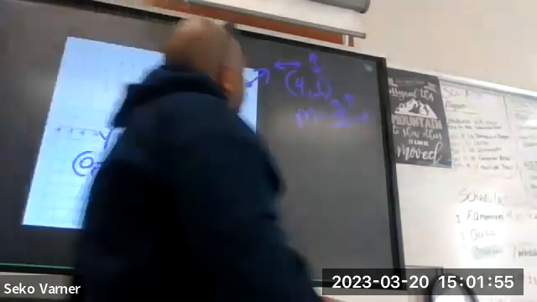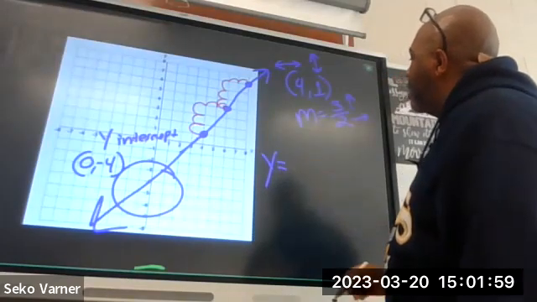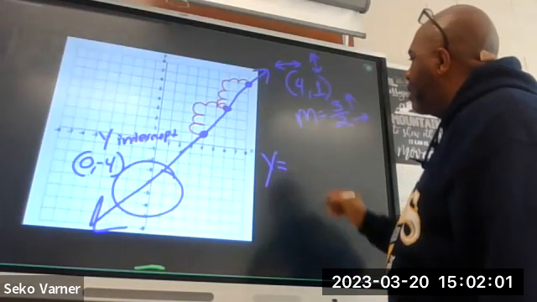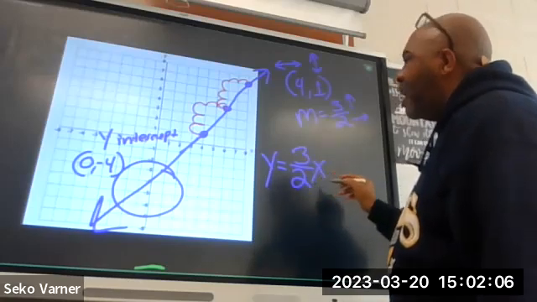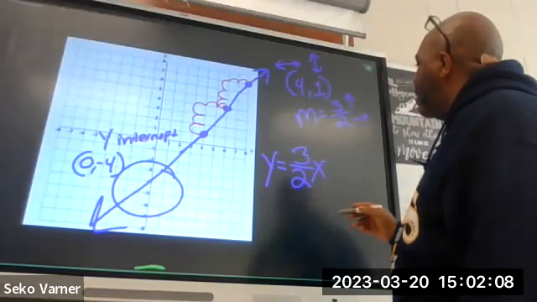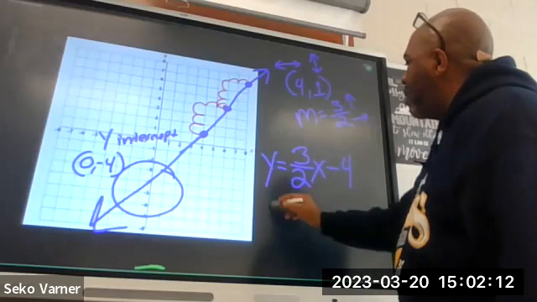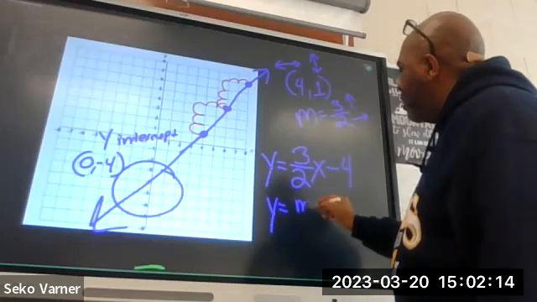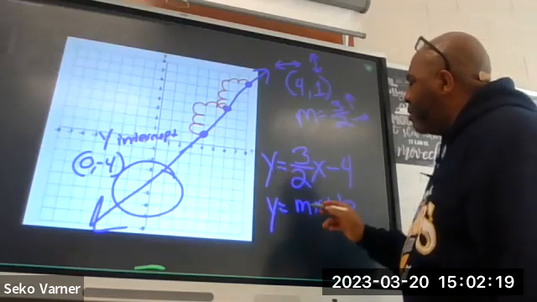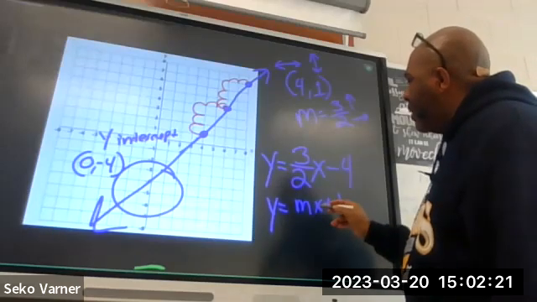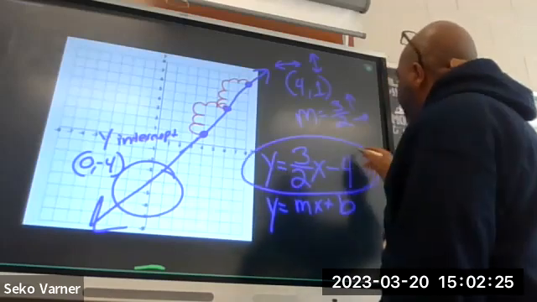-4, 0, -4. So if I write out, I'll say y equals, what's my slope? 3/2, 3 over 2, x. And what's my y-intercept? -4. 0, -4. So that's my y equals mx plus b, where the y is the y value, the m is the slope, the x is the x value, and the b is the y-intercept. So that's your answer.